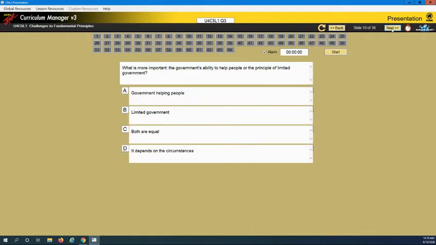What is more important, the government's ability to help people or the principle of limited government? Should the government have an overreaching ability to give people money and help them out, or should the government be limited to just governing? One of the debates here is if sometimes their ability to help people, they say, hey, we're going to give you this money, but you got to do this way.